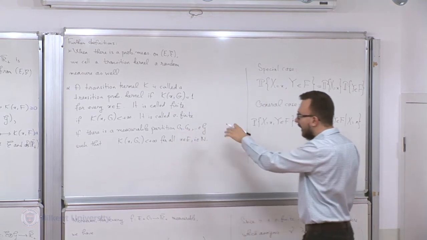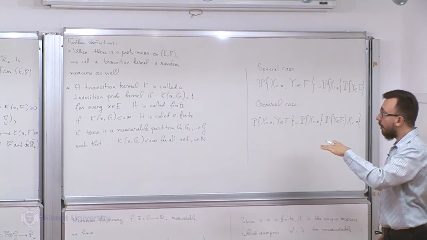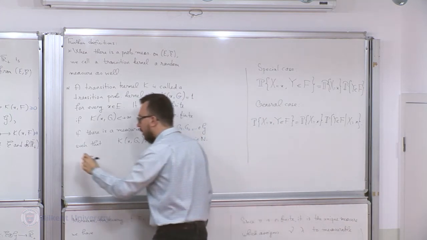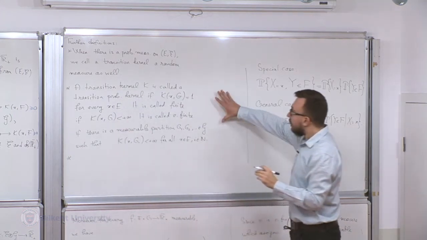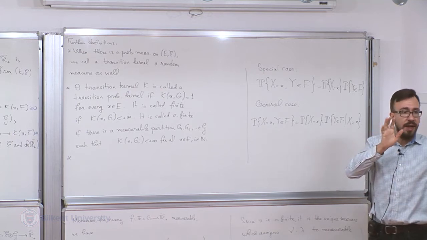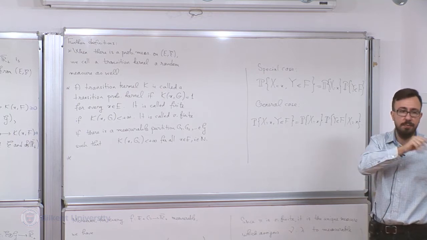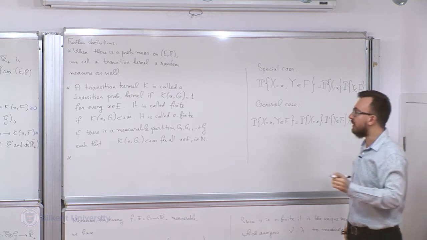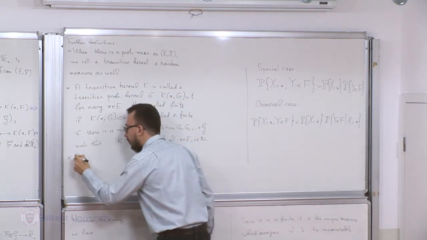So this measurable partition is the same measurable partition for all x. So this is the classification of the measure part of K. And there is also the classification of the measurable part of K, the function part of K, as a function of X. Okay?